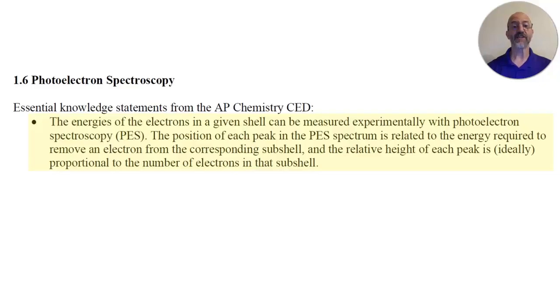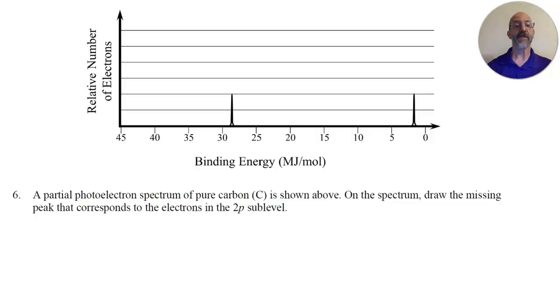The position of each peak in the PES spectrum is related to the energy required to remove an electron from the corresponding subshell, and the relative height of each peak is ideally proportional to the number of electrons in that subshell. Now let's move on to the practice for topic 1.6. This is question 6. In question 6, we are given a diagram, and it says, a partial photoelectron spectrum of pure carbon is shown above.